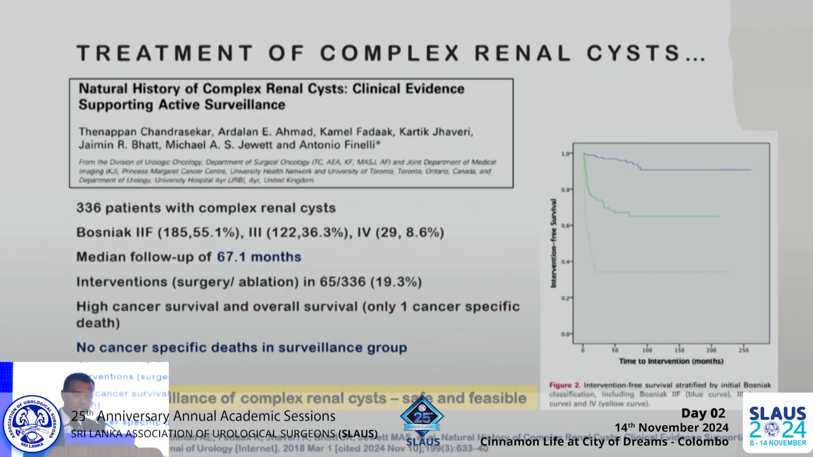Another study looked into the natural history of complex renal cysts. The numbers are 336 patients with Bosniak 2F, 3 and 4, the majority being Bosniak 2F cysts, with a good follow-up period of over 5 years. They concluded that active surveillance of complex renal cysts is quite safe and feasible.